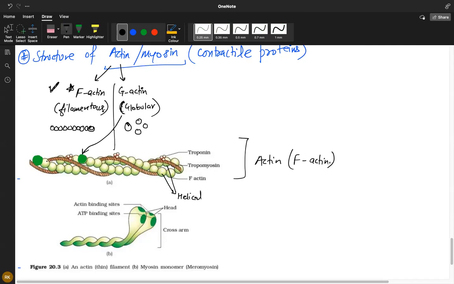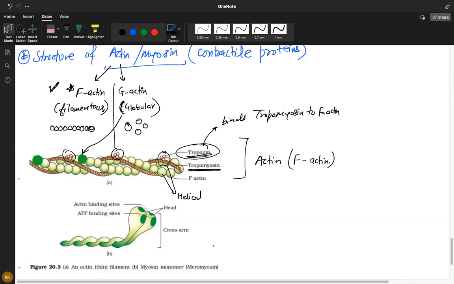On top of it, this rope-like structure that you see is tropomyosin. So tropomyosin keeps F-actin in place, and together this is the whole actin filament. There are some small proteins present at places. This is called troponin. So what does troponin do? It binds tropomyosin to F-actin. Is it clear?